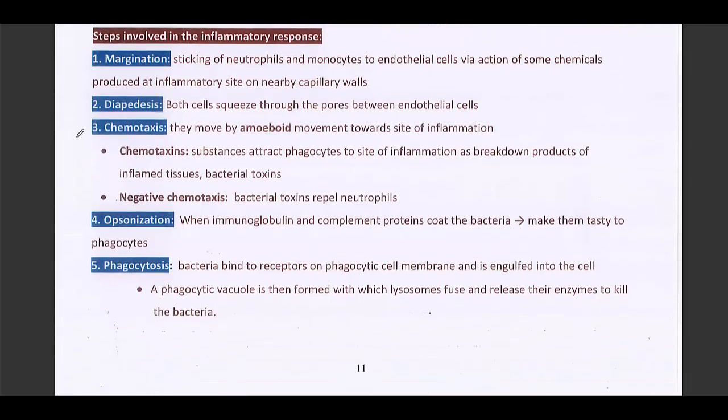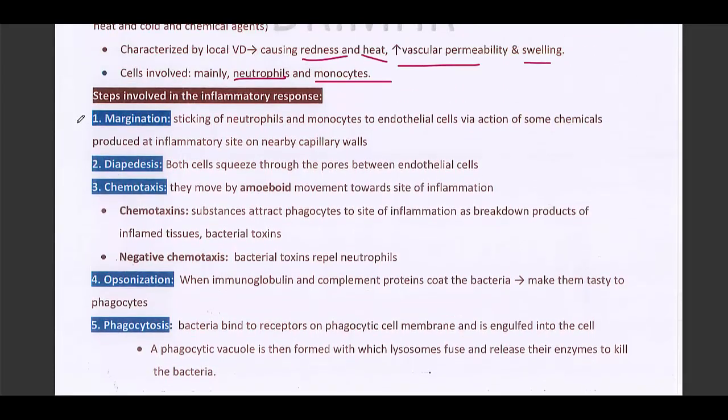There are steps in the inflammatory response. Firstly, margination. Simply, it is the sticking of neutrophils and monocytes to endothelial cells, in reaction to some chemicals produced at the inflammatory site or nearby capillary walls. The second step is diapedesis, meaning both cells squeeze through pores between endothelial cells. The third step is chemotaxis. They move by amoeboid movement.